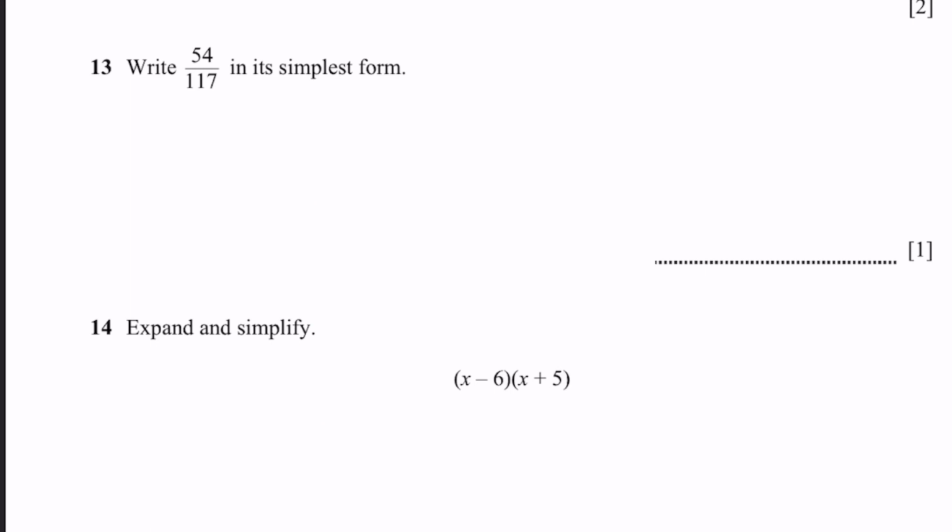Question 13. Write 54/117 in simplest form. The HCF is actually 9. 54 divided by 9 is equal to 6, and 117 divided by 9 is 13. So the answer is 6/13.